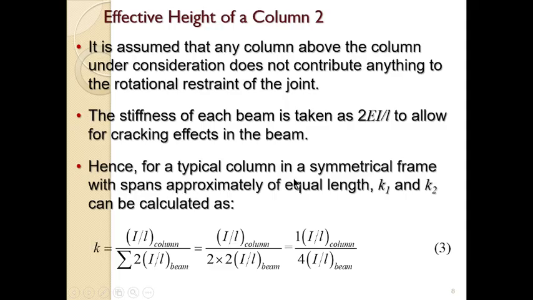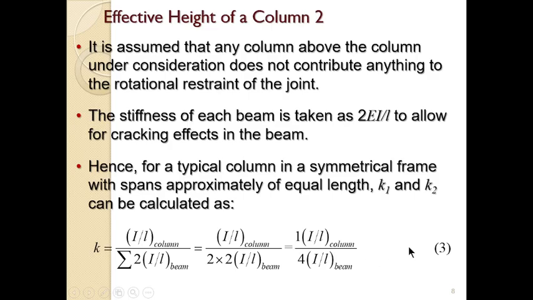Hence, for a typical column in a symmetrical frame with spans of approximately equal length, K1 and K2 can be calculated using this equation 3. Now, where does this 2 come in? This 2 is because you have a beam at both ends of the column, a beam at the top and a beam at the bottom. So that gives you 2. Then the provisional 2 is due to cracking. So you now have this formula: 1 into I over L for the column, while this one is 4 into I over L for the beam.